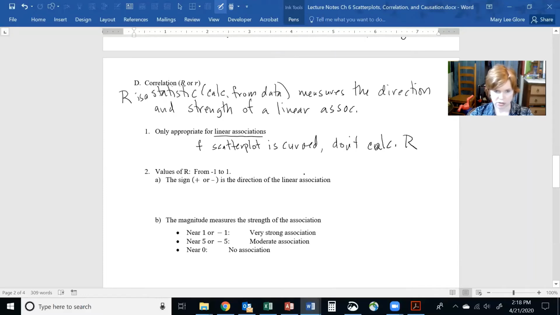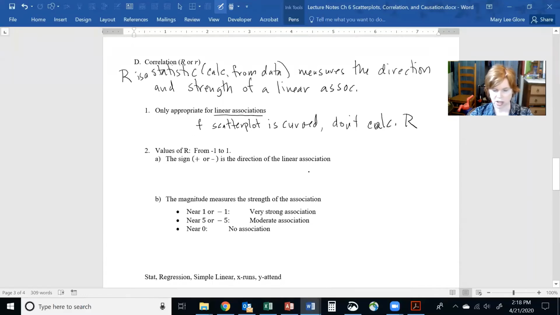So what does R look like? R goes from -1 to 1. R can go anywhere from -1 to 1. If R is positive, that indicates that X and Y have a positive association.